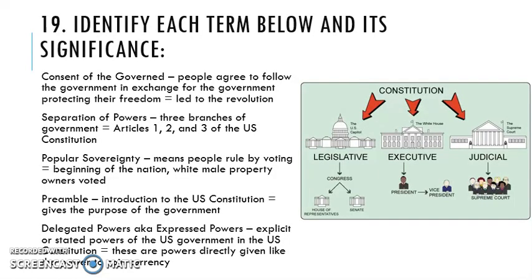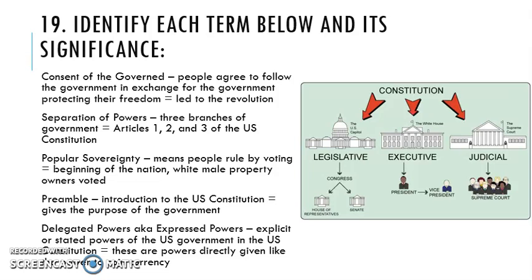Question 19 is asking you to identify each term below and its significance. So these are like terms that are within our government, documents. So the consent of the governed is people agree to follow the government in exchange for government protecting their freedom. So this is one of our Enlightenment philosophies that we actually have in our Constitution. We consent to the Constitution as long as the government is upholding it. Now, whenever the government is not upholding their end of this bargain, it is your constitutional right, it is your right as a citizen to go ahead and rebel, or to at least question it.